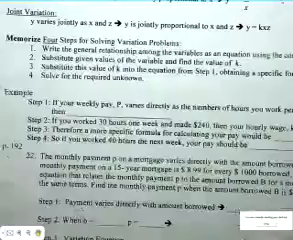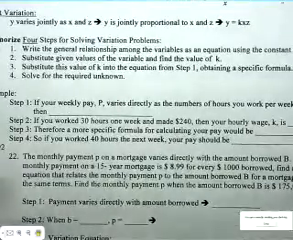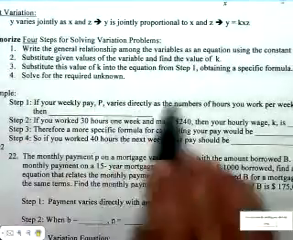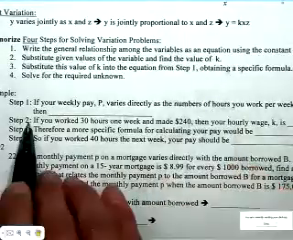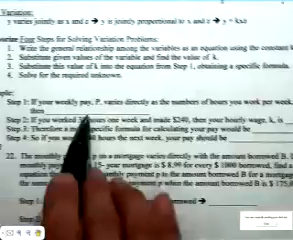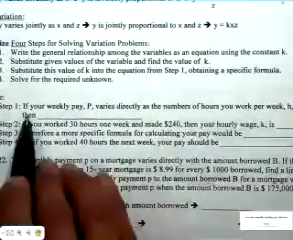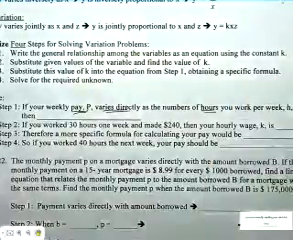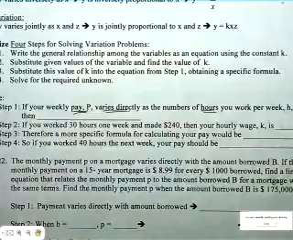This one I made up because everybody can relate to your paycheck. If your weekly pay P varies directly as the number of hours you work per week, and H is the number of hours you work per week, then what would your equation be if pay varies directly as hours? Would it be P equals K times H or P equals K divided by H? Times, because it varies directly.